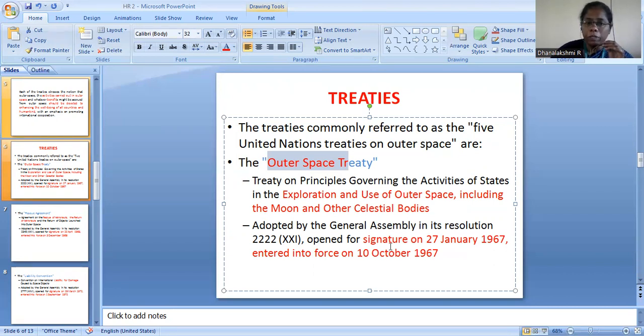2222, opened for signature on 27 January 1967, but this came into force only in October 1967. It was signed in January 1967, but it came into force in October 1967.